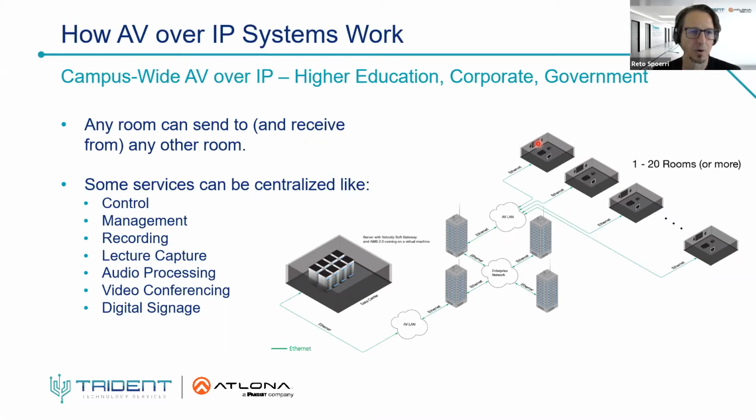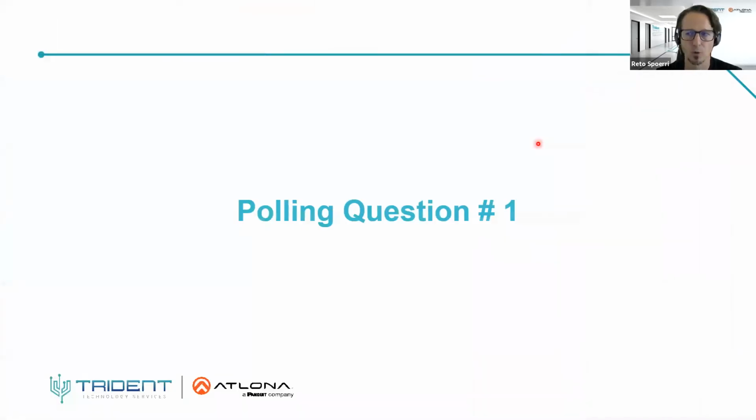Good, so far for the basics. That brings me to polling question number 1. You should see poll number 1 on your screen, and you can just reply. Once everybody has replied, we will display the summarized results.